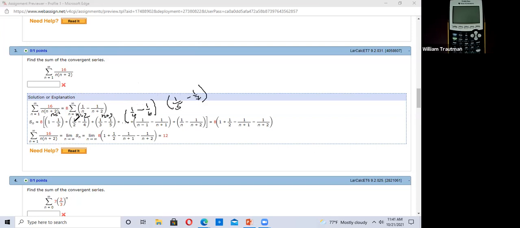And if you look here, the 1/3 cancels with this. The negative 1/4 will cancel with this. The negative 1/5 will cancel with this. And it looks like they're all canceling if you look. The only thing that didn't cancel was the 1 and the plus 1/2.